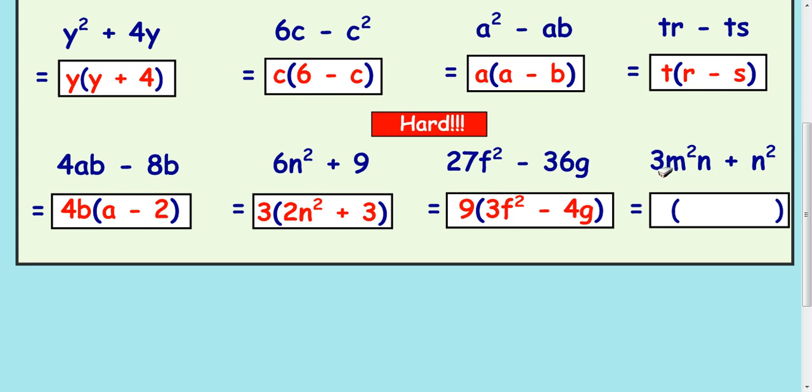And the last one here, I look for a number common to both parts. And I've got a 3 and a 1, so there's no highest common factor of that. Letters, I've got an n in both bits, so I'll take an n out. What do you multiply n by to get all this? Well, you need the 3m squared, so that'll all come together to make that. I need a plus, and n times n makes n squared.